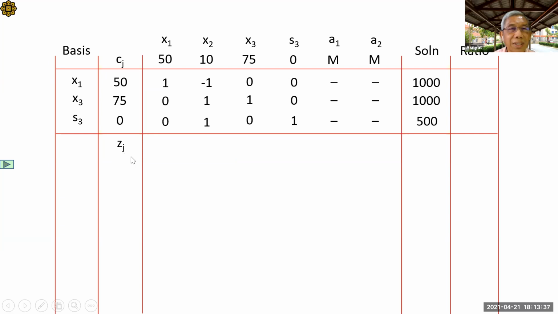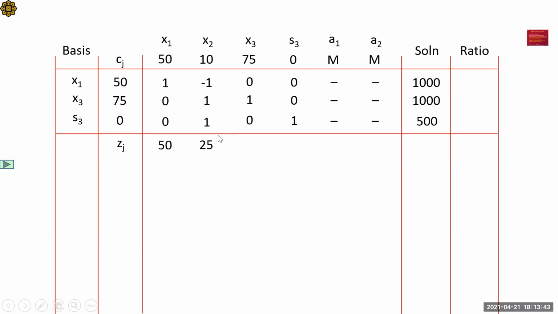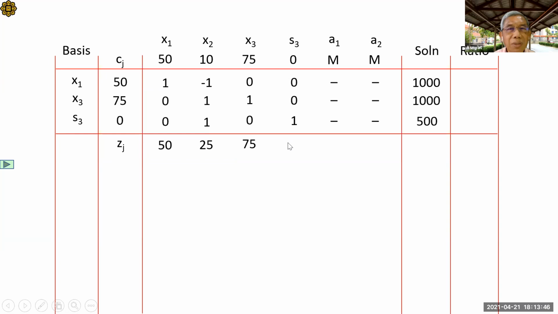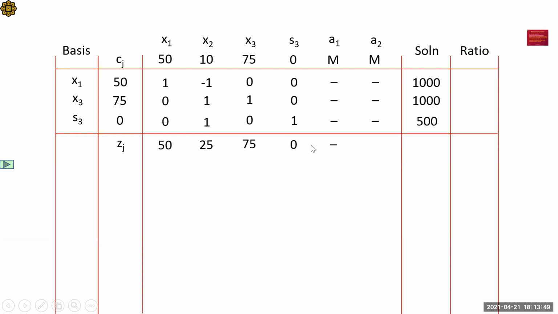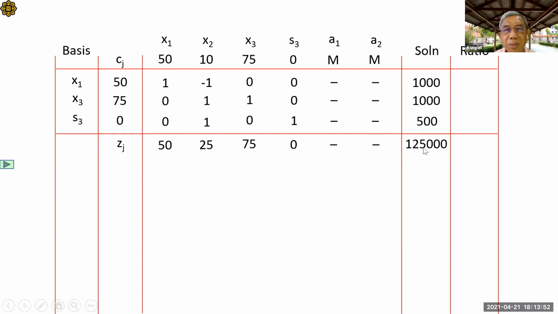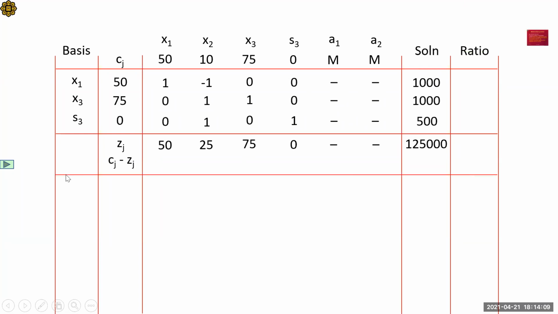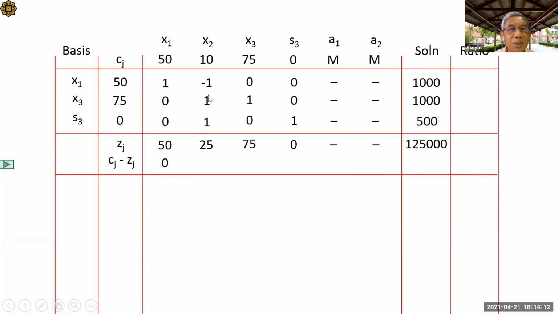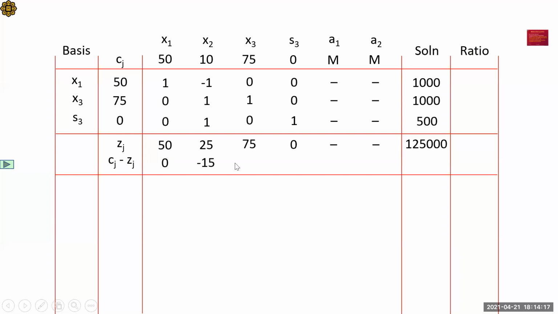And then calculate ZJ. 50. Yeah, 75 minus 25. 50, 25, yes. 75, 0, 0, dash, dash. No, 150 plus 50 plus 75, 50, 125, plus 75. 125, yes, right? 125 times 1000, 125,000. Okay, find CJ quickly. 50 minus 50, 0. 10 minus 25, negative 15. Oh, dear. 0.